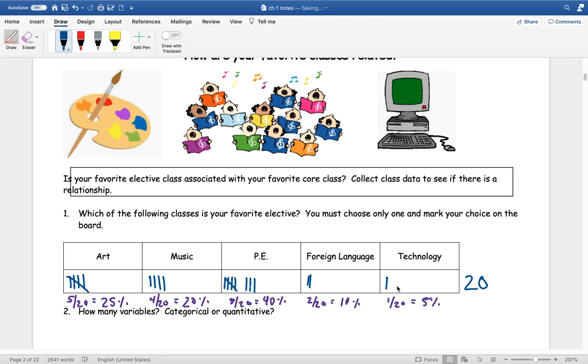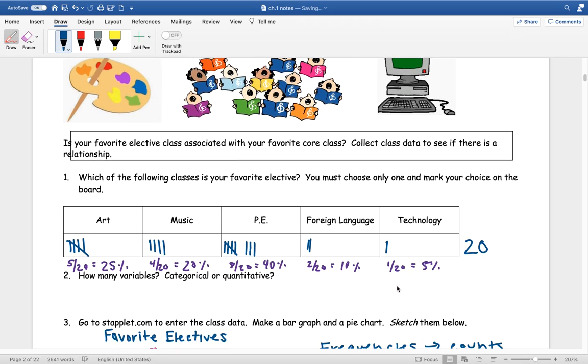So they chose their favorite elective first. So art, we had 5. And music, we had 4. PE, we had 8. Foreign language, we had 2. And technology, we had 1. If you add all those up, that gives me 20 students. Okay. I can also take the percentages of these. So art is 25%. Music is 20. PE is 40. Foreign language is 10, and technology is 5%.